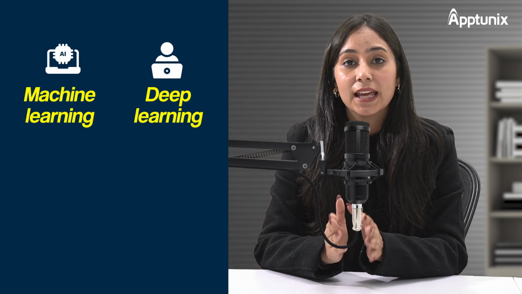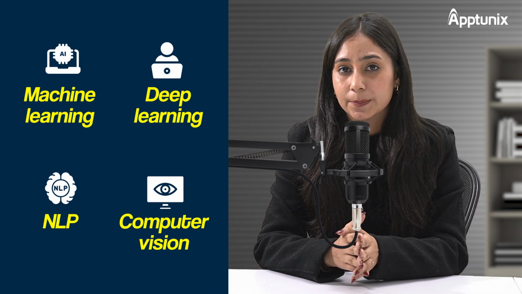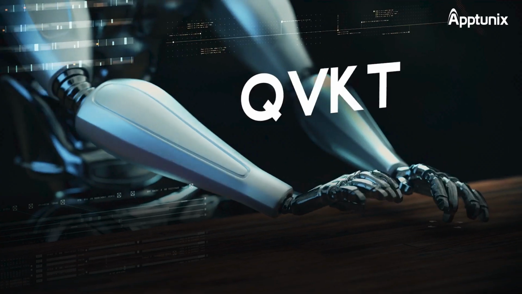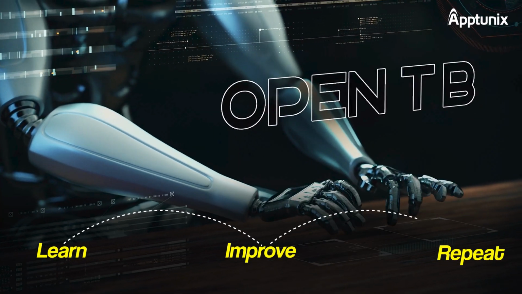Phase 4, designing the AI model. The model must match the use case: machine learning, deep learning, NLP, or computer vision. There is no one-size-fits-all. Phase 5 is training the model. Training is iterative. Models improve over time by learning from patterns and feedback.